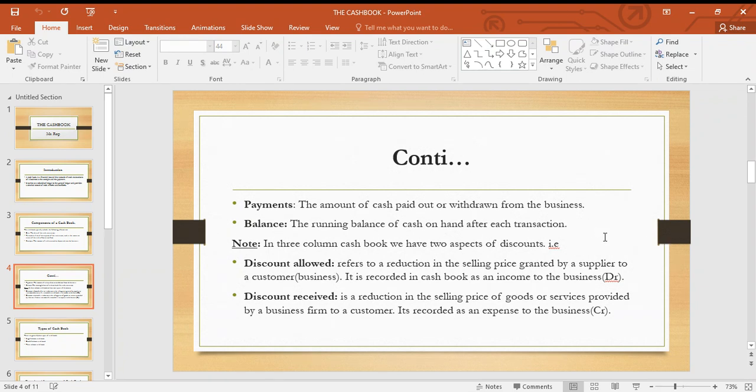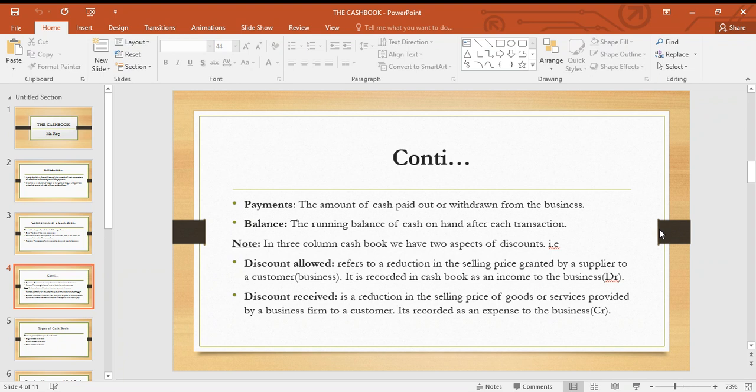Note, in a double column cash book, we have two aspects of discount. We have discount allowed, which refers to a reduction in the selling price granted by a supplier to a customer, that is the business. It's recorded in a cash book as an income to the business. So when we make an order to our supplier, then he gives us a discount, we take it as income to our business.